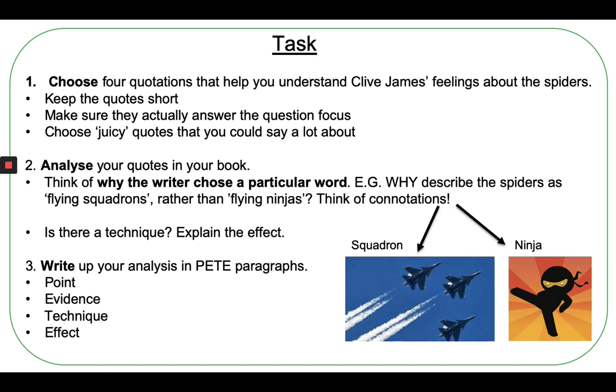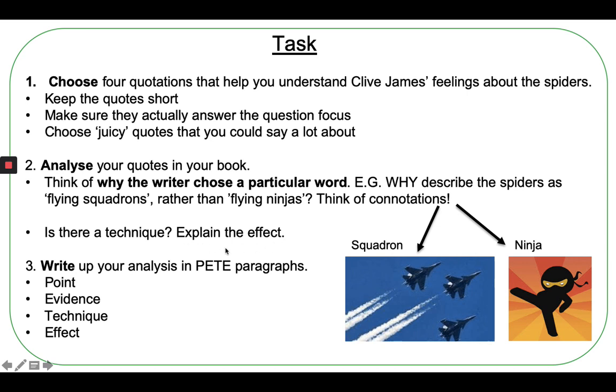For example, why describe the spiders as flying squadrons, which looks like this? So imagine spiders flying at you, rather than flying ninjas, for example. Think of the connotations of a squadron. What's that suggest about the spiders? Think about ninjas, they usually work alone. So why would he use squadron instead? Is there a technique in your chosen quote? If there is, please explain the effect.